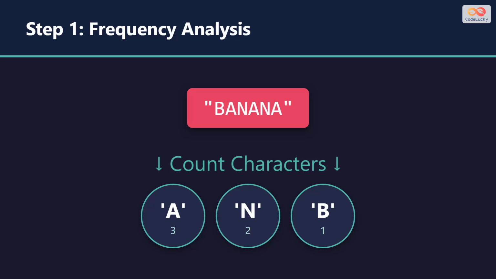Let's walk through the algorithm with the word banana. The first step is frequency analysis. We simply count how many times each character appears. In our example, A appears 3 times, N appears twice, and B appears once.